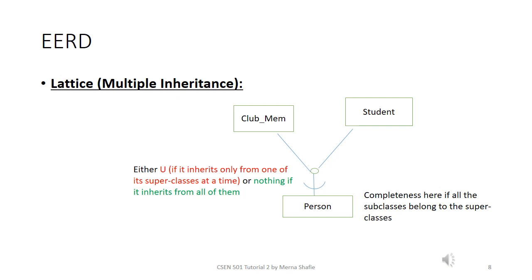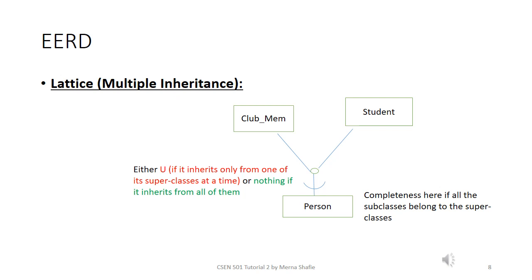Here in multiple inheritance we ask ourselves another question. Does this subclass inherit from all the superclasses at the same time, or from either one of them at a time? Meaning, can this person inherit from club member and student at the same time, or inherit from only one of them at a time? If it can inherit from both, we will leave it empty. It will be left as having nothing inside it.